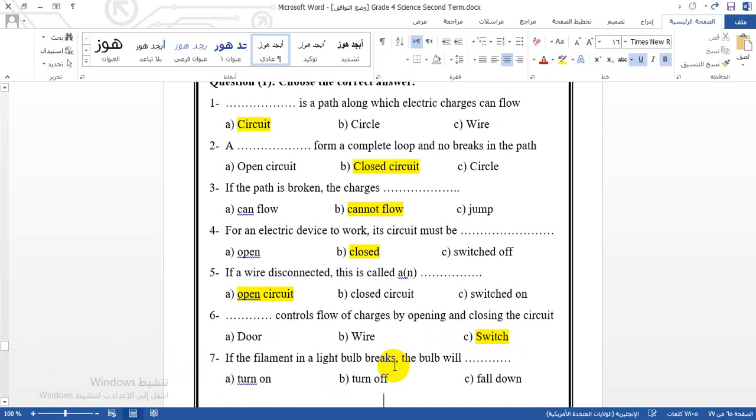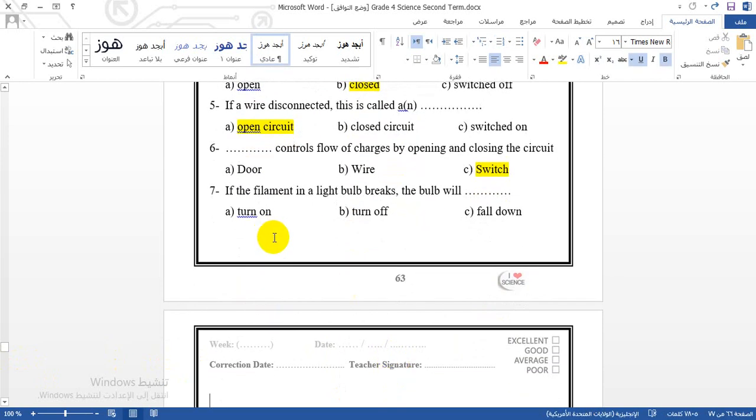Let's go to the next page, the last question, number 7. If the filament in a light bulb breaks, what does breaks mean, guys? It means the circuit is open, sure. So if the light bulb breaks, will the bulb turn off or turn on? Sure, it turns off, guys, because it's broken.